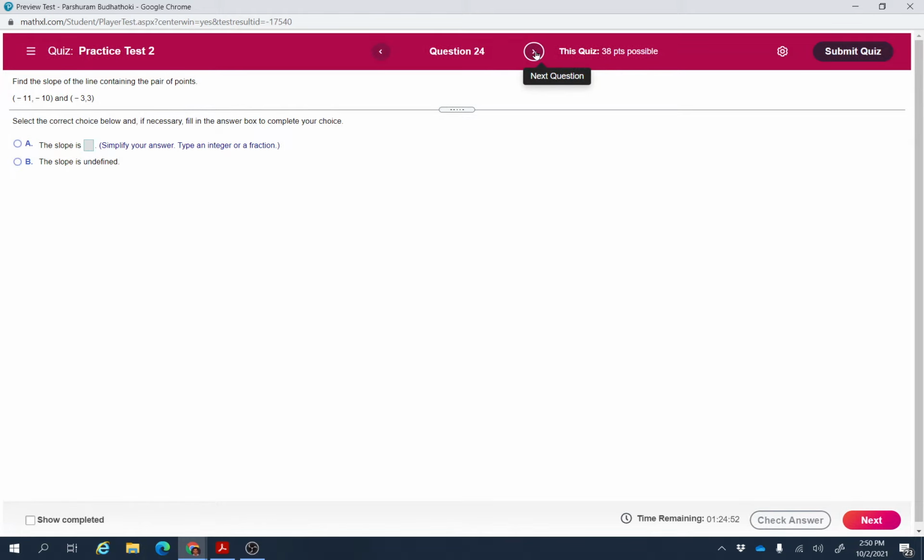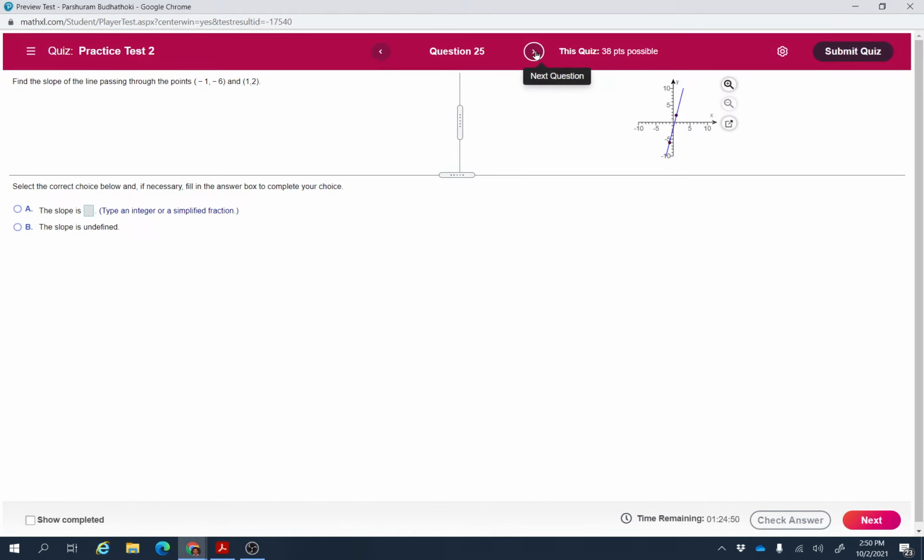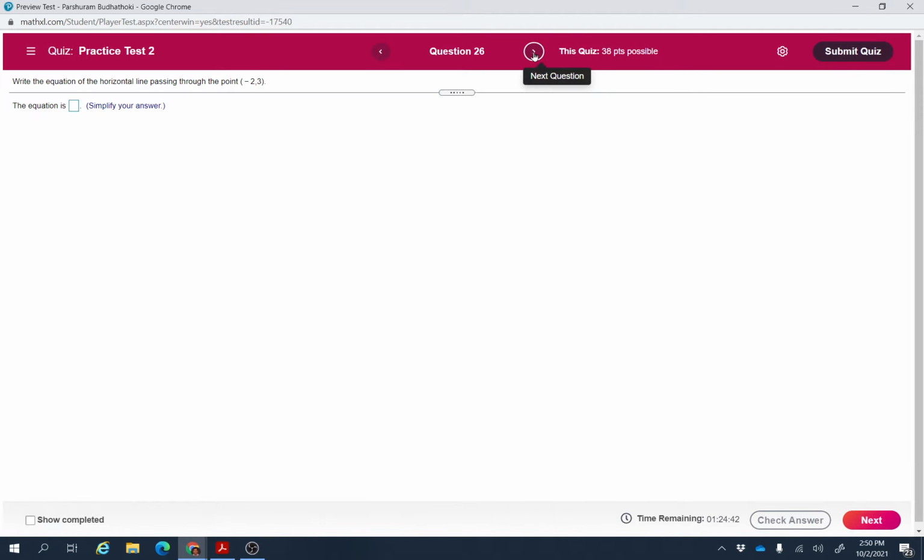Very similar question. I'm going to skip this. Okay, very similar question. Two points and you want to find out the slope. So this is the same problem.